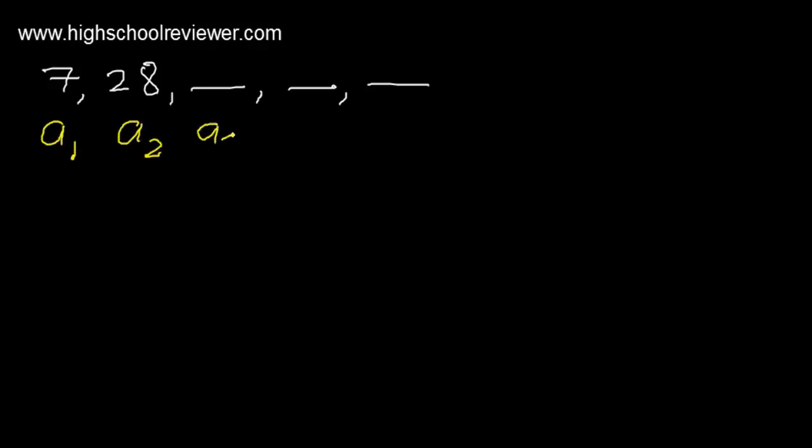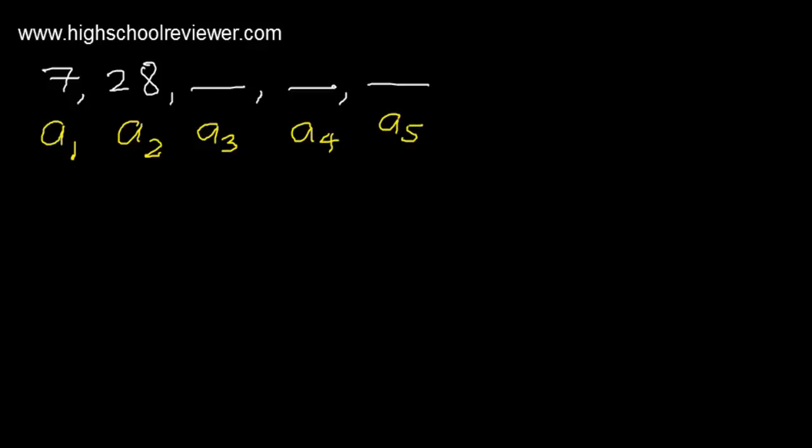Geometric sequence, our problem: we have positive 7, positive 28, and we need to find the missing 3 terms. So we have here 3 terms that are missing. Positive 7 will be our a sub 1. So this is our a sub 1, a sub 2, a sub 3, a sub 4, and a sub 5.